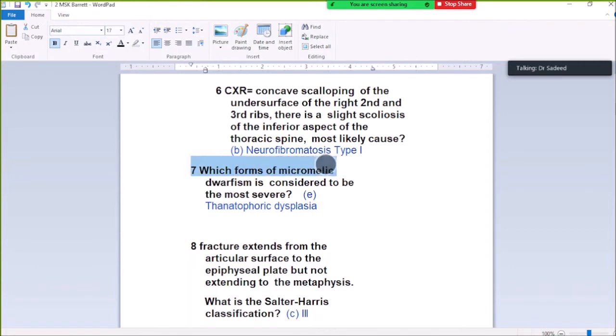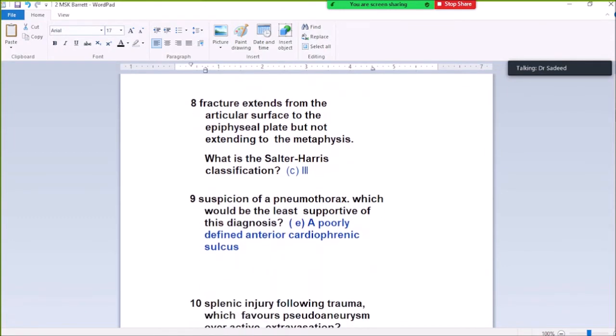Number 7. Which form of micromelic dwarfism is considered the most severe? Thanatophoric dysplasia is the most severe form of dwarfism. Question 8. Fracture extends from the articular surface to the epiphyseal plate but not extending to the metaphysis. What is the Salter-Harris classification? Type 3.